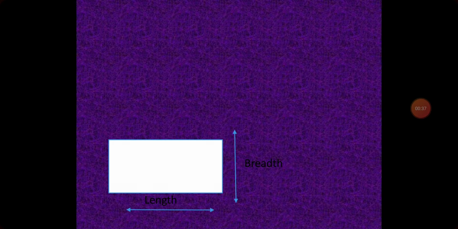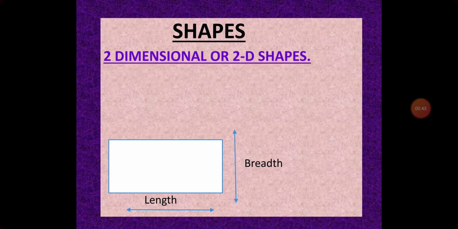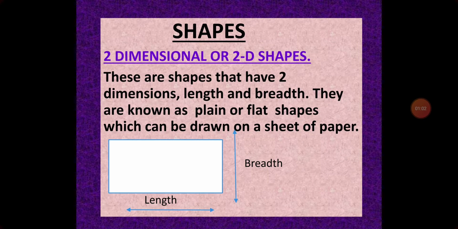Well, we are talking about two-dimensional or 2D shapes. So when you see 2D, it actually means two-dimensional shapes, okay? Now, do you know what they are?